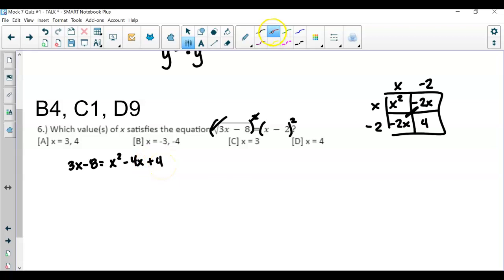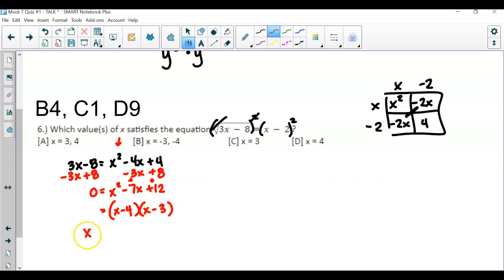But remember, you're solving a quadratic, so it always has to equal 0. So now I'm going to subtract 3x from both sides, as well as add 8 to both sides. Now I've got x squared minus 7x plus 12. Solving by factoring, what two numbers multiply to get positive 12 and add to get negative 7? Negative 4 and negative 3, which means x is equal to 4 and 3.